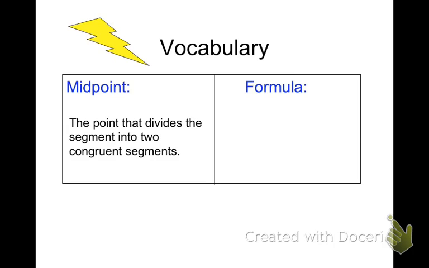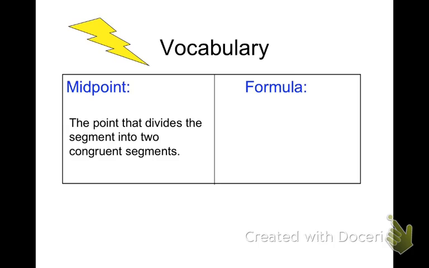So the midpoint is the point that divides the segment into two congruent segments. So when I folded this piece of paper in half, each half should be the same length, right?